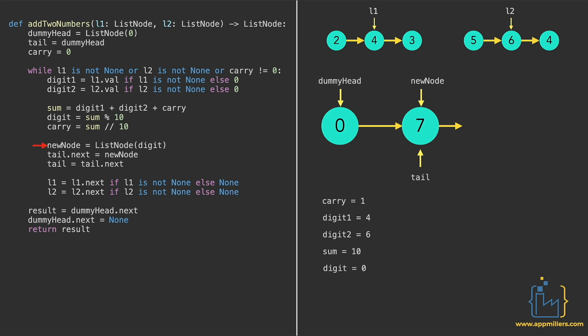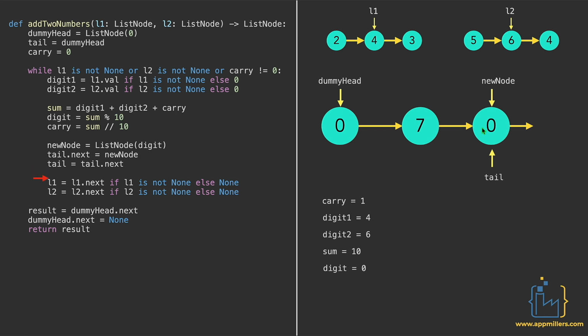Then we are going to create a new node with this new digit. So new digit is 0. So new node will be created like this. Then we are going to append this new node to the dummy head result linked list that we have created over here. So in this case, we have to append it after the second node. So tail points to the second node. So if we write tail.next points to the new node, it's going to append it to this linked list. Then we are going to move the tail to the next node, so it's going to be like this. So tail points to the 0.